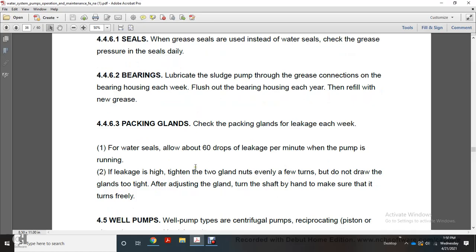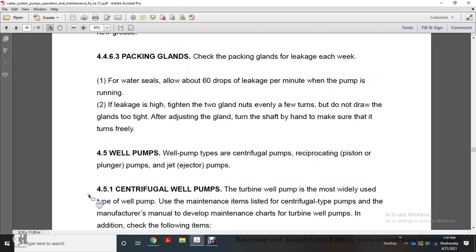If leakage is high, tighten the two gland nuts, running one nut at a time. Now draw the gland tight. Drift the gland, turn the shaft by hand, and make sure that it turns freely.